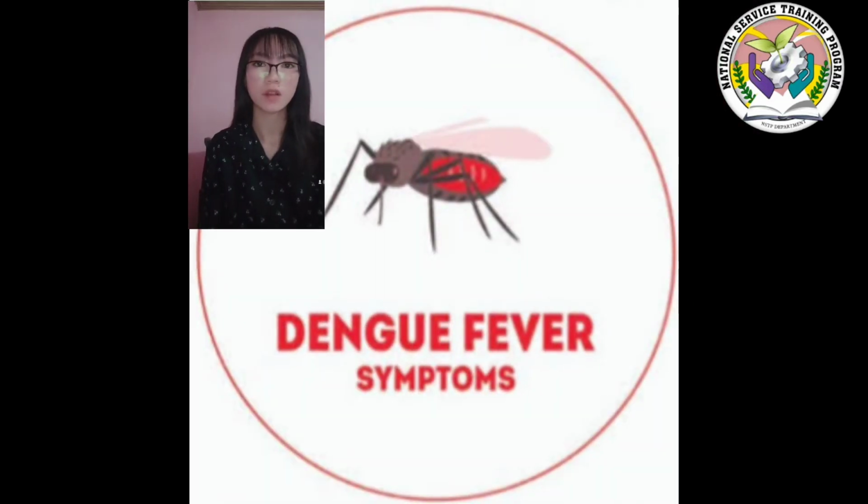So, dengue fever can cause organ failure by damaging the lungs, liver, and heart. The blood pressure can drop to dangerous levels, causing shock and even death.